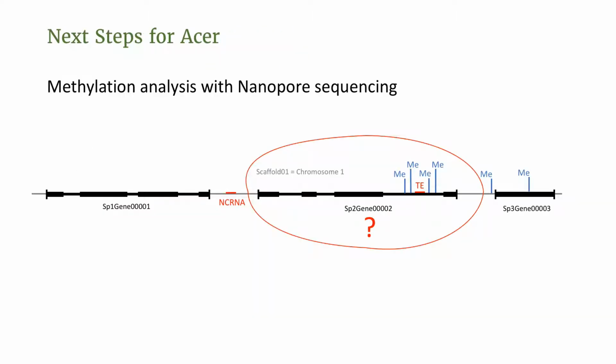The next steps for these particular Acer species is to look at what role methylation could be playing in these response mechanisms. I have nanopore sequencing for both that will be used for detection of modifications and creation of methylation profiles for both Saccharum and Negundo.